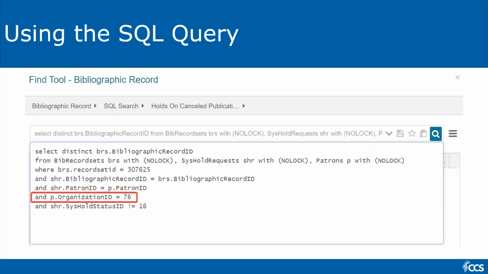To use the query, you will just need to change the library branch code for your organization ID to your number. It's fairly easy to use. After you change that number, you can press the downward facing arrow to apply that change, and then the search icon. And the bibliographic record list will appear. Are there any questions?